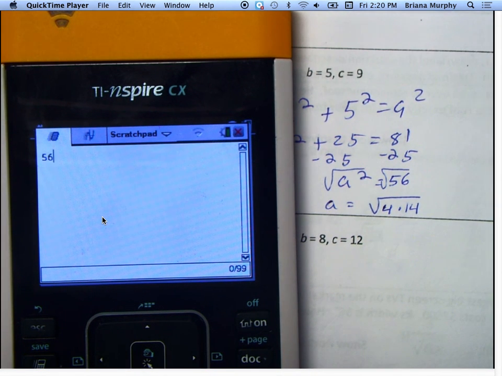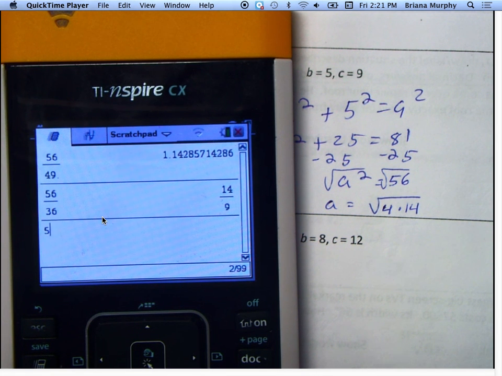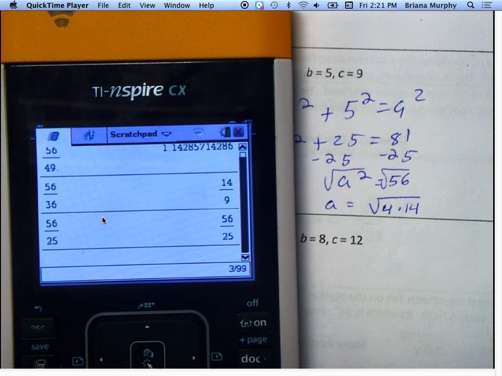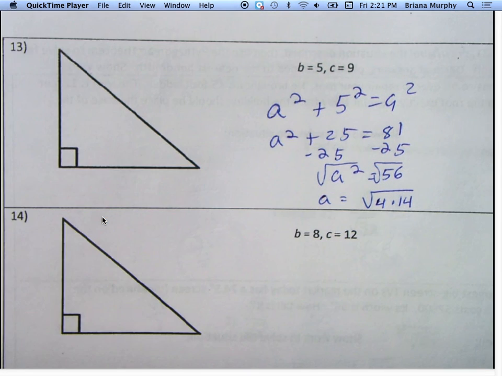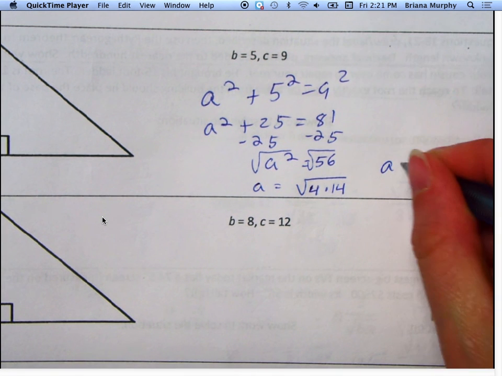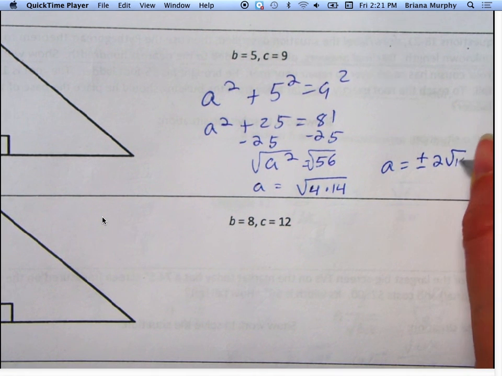Okay. So 56. The perfect square that's less than 56, the first one is 49. 49 does not go in there evenly. So then I do 56 divided by 36. It doesn't go in there evenly. 56 divided by 25 doesn't go in there evenly. 56 divided by 16 doesn't go in there evenly. 56 divided by 9 doesn't go in there evenly. 56 divided by 4 does. So it's 4 and 14. That's how I figured it out, Max. Okay? So 4 and 14, so I get a equals plus or minus 2 square root 14. And that's it.